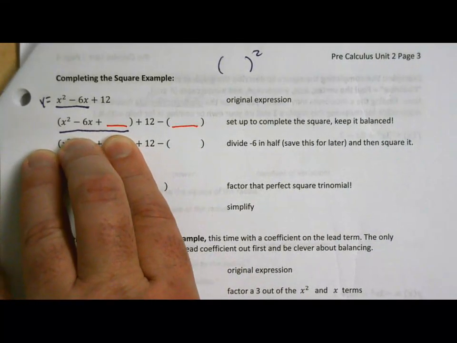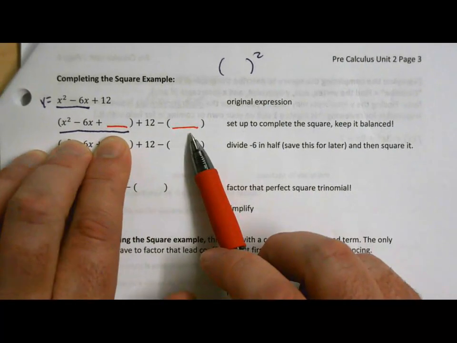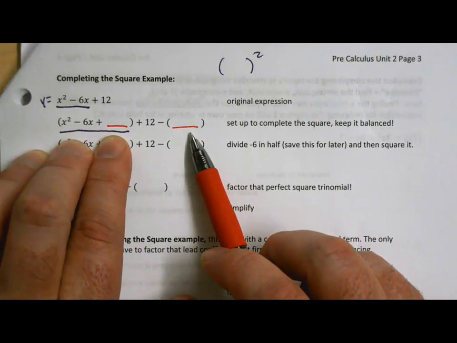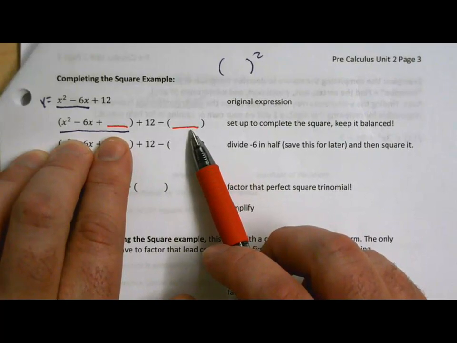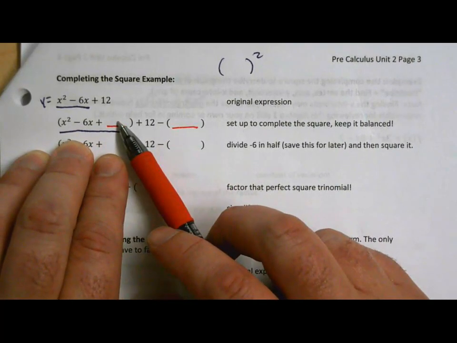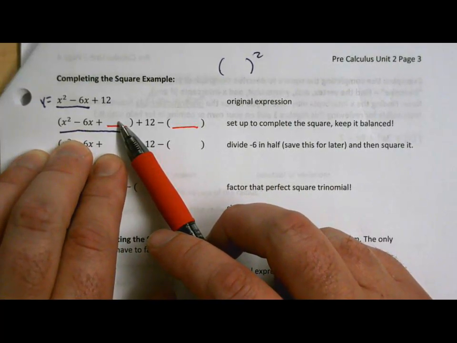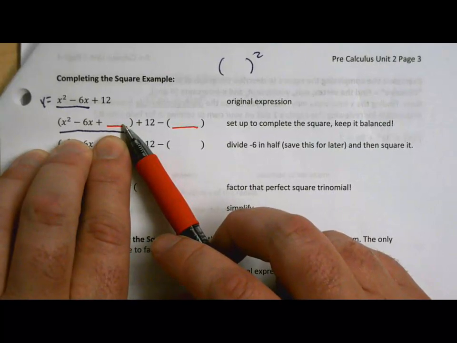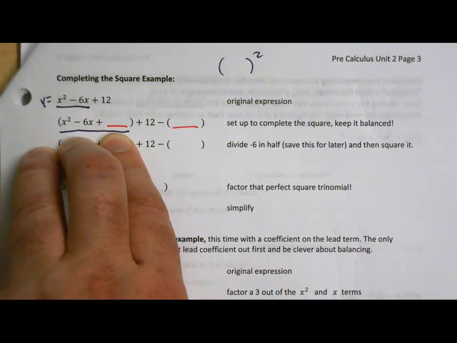Say it again. We're doing the opposite? Because why? To keep it even, yeah. So if I put some number in here, let's say I put 500 in here, that's not going to be helpful to us. But if I stick a 500 in this blank right here, suddenly I've changed the original expression, haven't I? It's not the same function anymore.